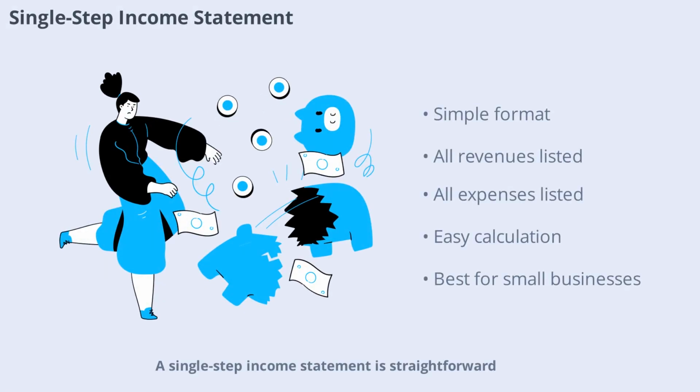A single-step income statement is straightforward. It lists all revenues at the top, followed by all expenses. The difference between total revenues and total expenses gives you the net income. This format is simple and easy to understand, making it suitable for small businesses or those with uncomplicated finances. However, it provides less detail than the multi-step format, so consider your audience's needs when choosing.